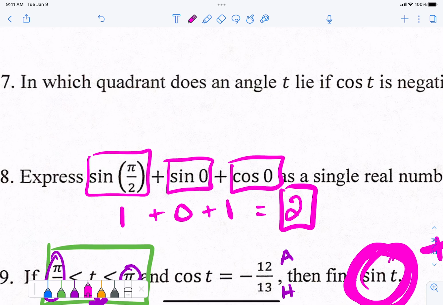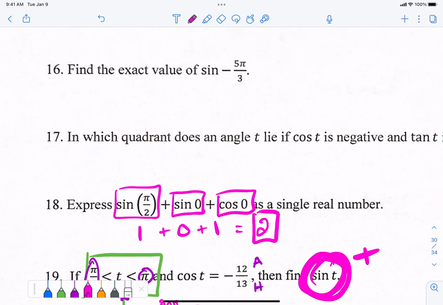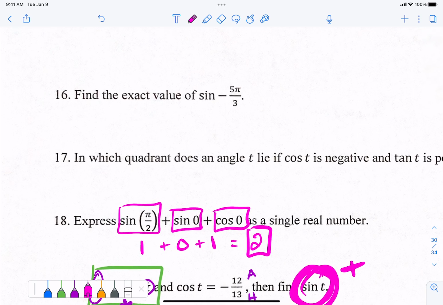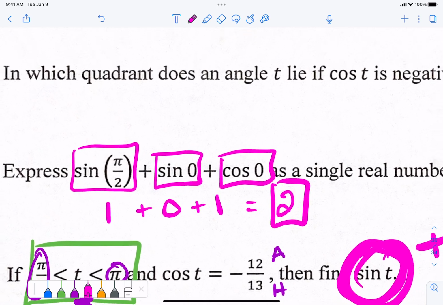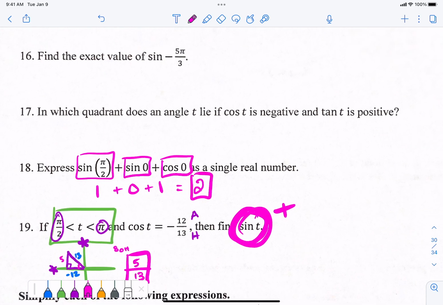For 16, do you have degrees or radians? Neither. Look Jake, on your unit circle, at your chart. When it says exact value, that means no decimals. Look at your XY. Sine is Y. So the square root of 3 over 2.